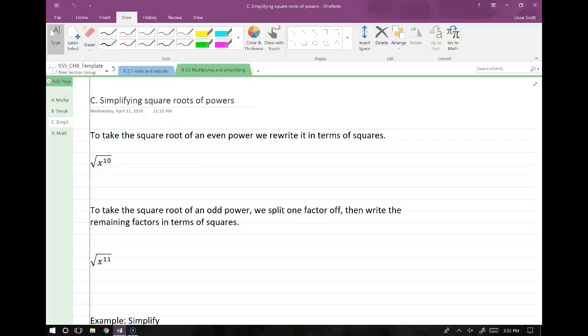All right, so let's really dig into this whole taking square roots of powers thing a little bit more. Remember, we found out last time that taking square roots of even powers is sort of easy. We want to take this even power and rewrite it in terms of squares. So x to the 10th, I can rewrite as x to the 5th squared. Now I have something inside that is squared, and we take the square root of it, so that pops right out. So that can be x to the 5th.